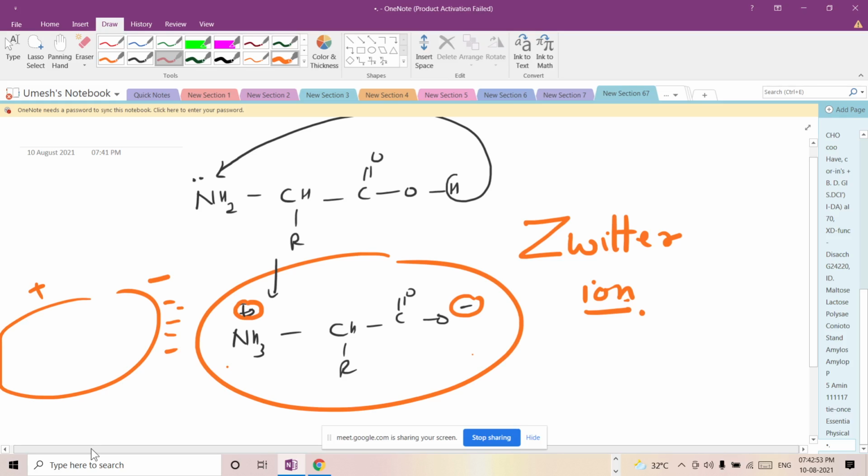In that case, what will happen? It will be like an ionic compound that will have a high melting point, a high boiling point, that will be soluble in water, right? So we say that these amino acids exist as zwitterions. They exist as zwitterions. Understood?